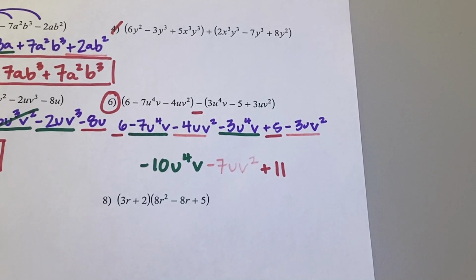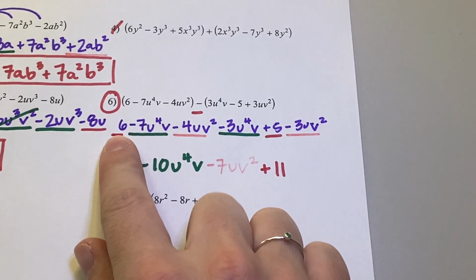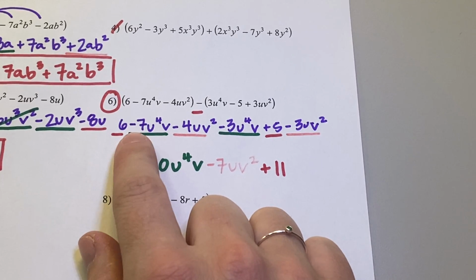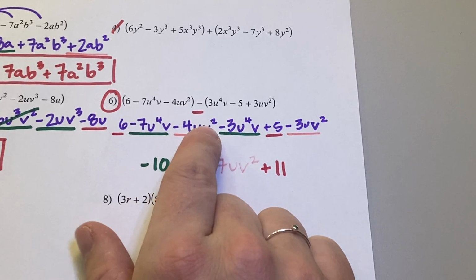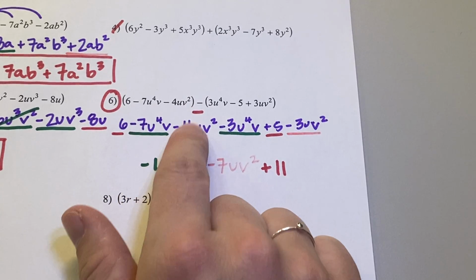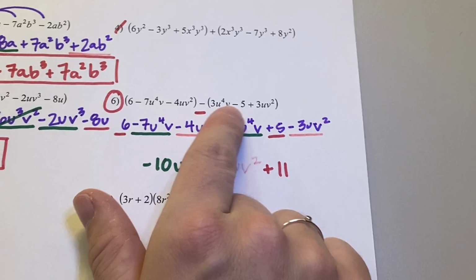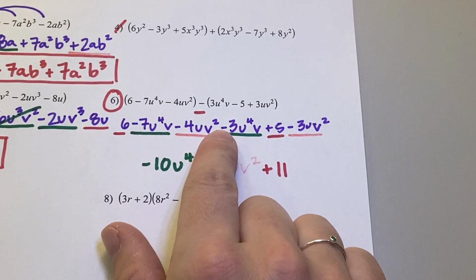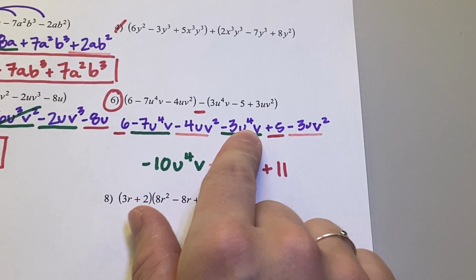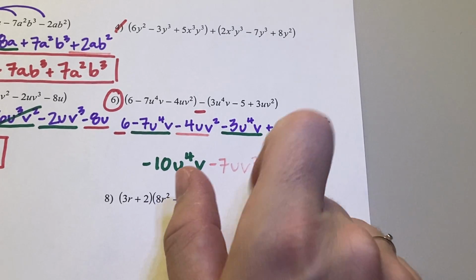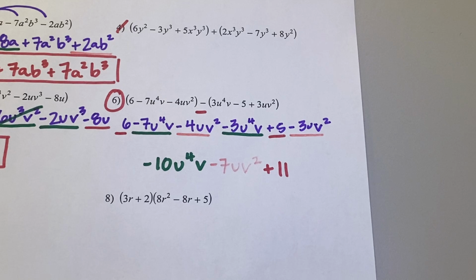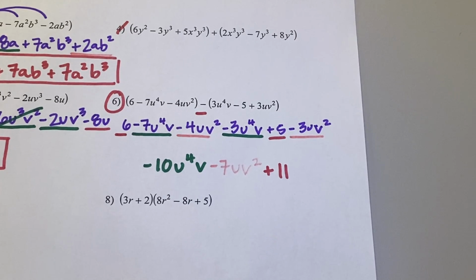Alrighty, first let's check our polynomial when the signs change. We should have gotten 6 minus 7u to the 4th v minus 4uv squared. Literally just copy down the first guy. Subtraction in the middle means changes these signs. So negative 3u to the 4th v plus 5 minus 3uv squared. Raise your hand if you got that step. I knew that the signs changed.